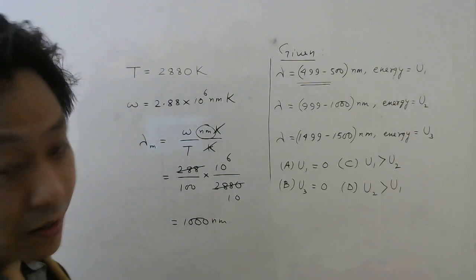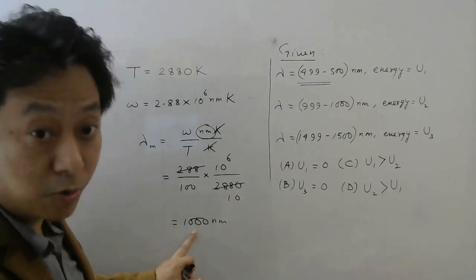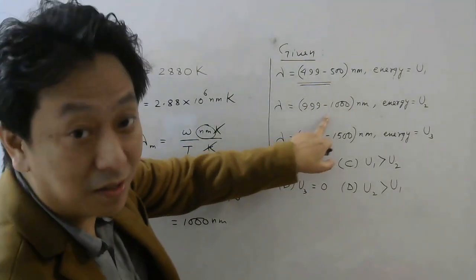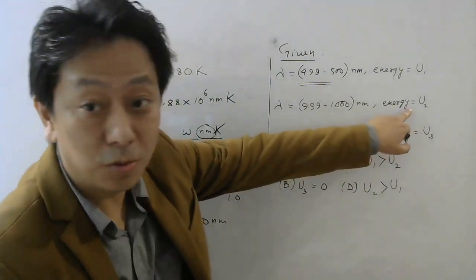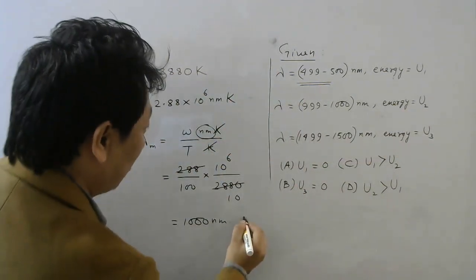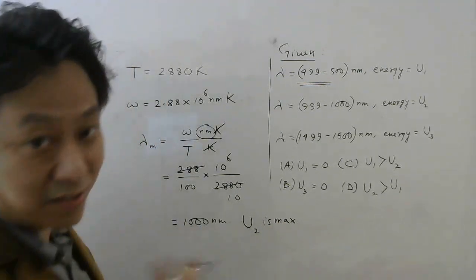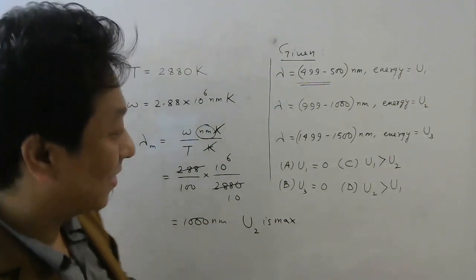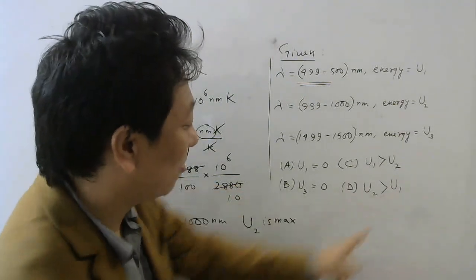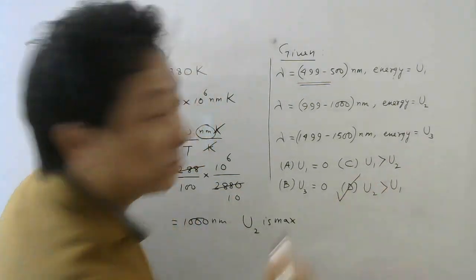So what did we learn? That at this wavelength 1000 nanometer, which is in this range, your energy U2 is maximum. So we came to know U2 is maximum, and if U2 is maximum, others should be less. So U2 should be greater than U1. So the right answer should be option D, right? Let's see the next question.